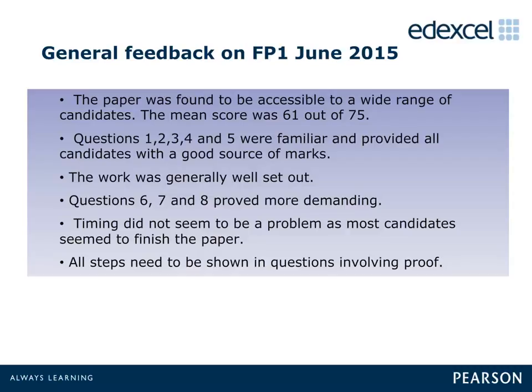The paper was found to be accessible to a wide range of candidates. The mean score was 61 out of 75. Questions 1, 2, 3, 4 and 5 were familiar and provided all candidates with a good source of marks. The work was generally well set out. Questions 6, 7 and 8 proved more demanding. Timing did not seem to be a problem as most candidates seemed to finish the paper. All steps need to be shown in questions involving proof.